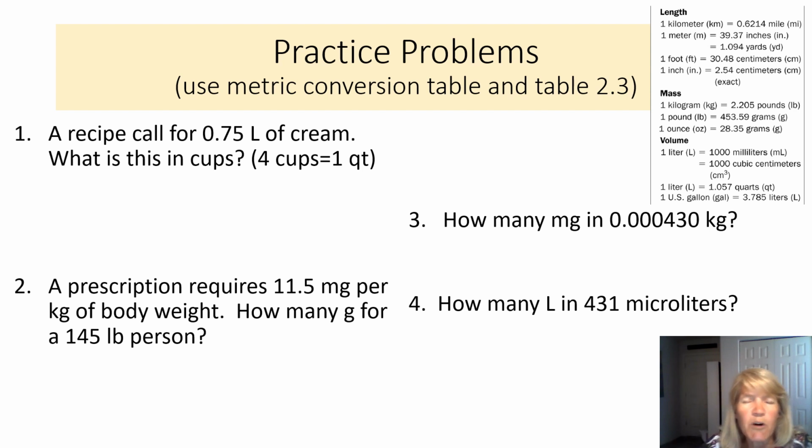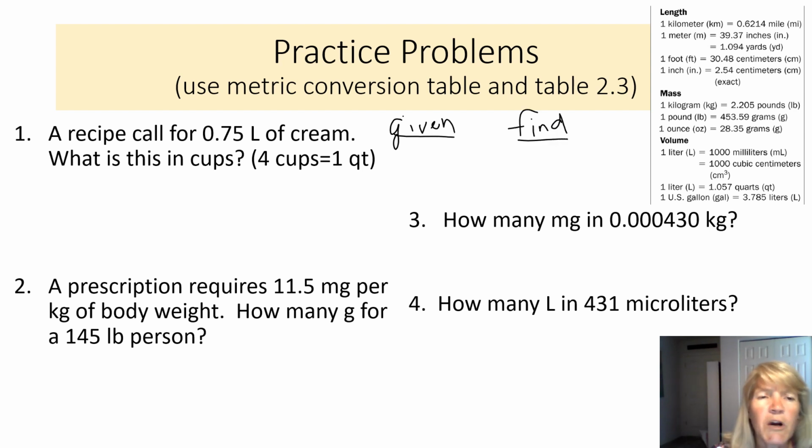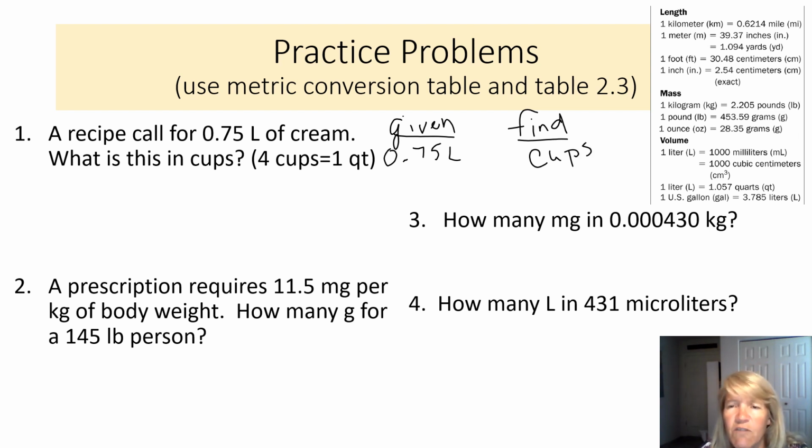All right, so remember, we're going to do a given and a find. So in this problem, our given is 0.75 liters, and the find is cups. Maybe I'll write it out, cups. All right, and so now we have to think of conversions. Well, we're going from metric to English, so let's see what our table here gives us.